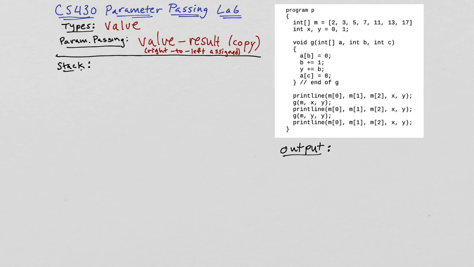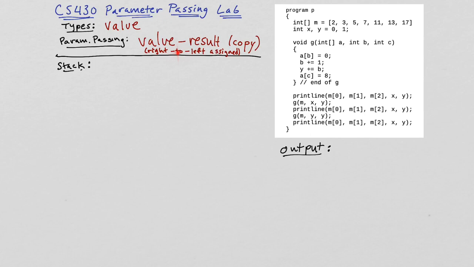Okay, now we're going to pass types that are still value types like before, but this time we're going to have a value result parameter passing mode, or the pass by copy. And also notice, because of the result, the value of B is going to come back in and the value of C is going to come back in. And notice that when I have the same actual parameter for two different formal parameters, it matters whether Y is getting the value of B and then Y is getting the value of C, or if Y is getting the value of C and then Y is getting the value of B, right? The order in which I bring things back in is now going to matter, and so I have to specify that. So what we've specified here is right to left assigned.